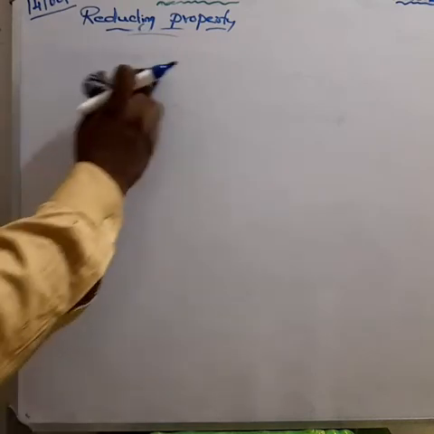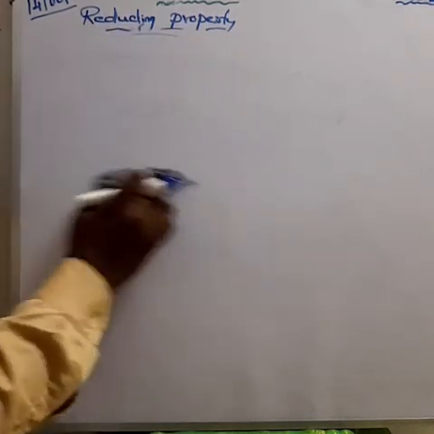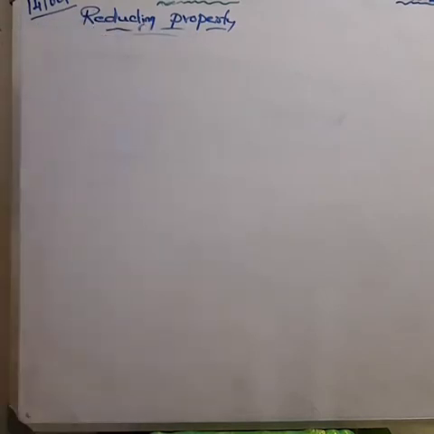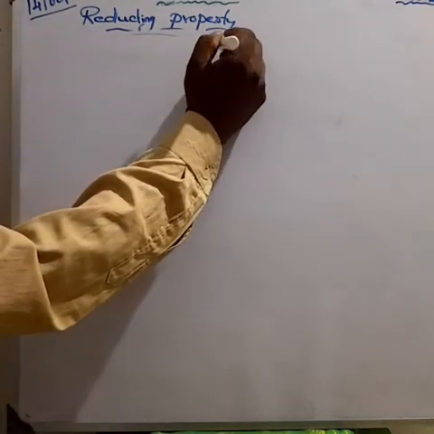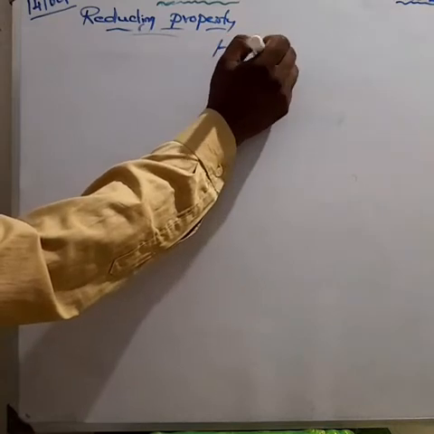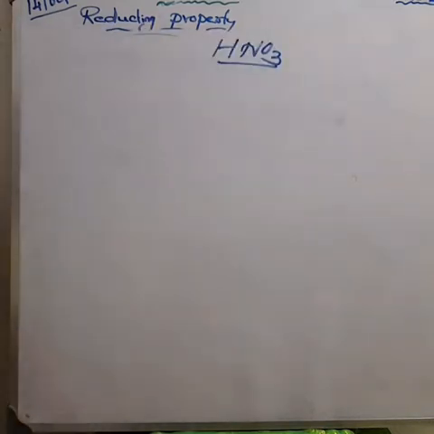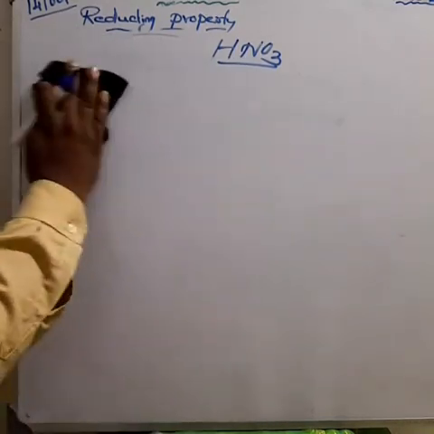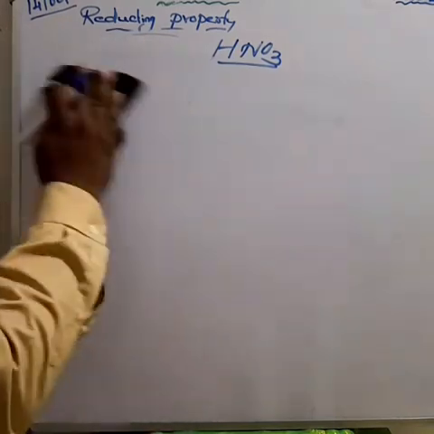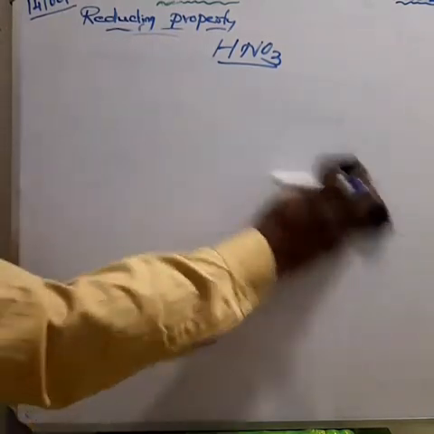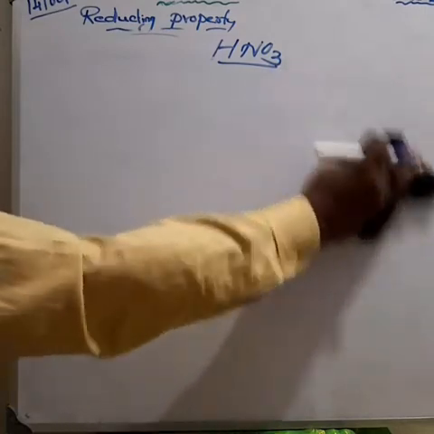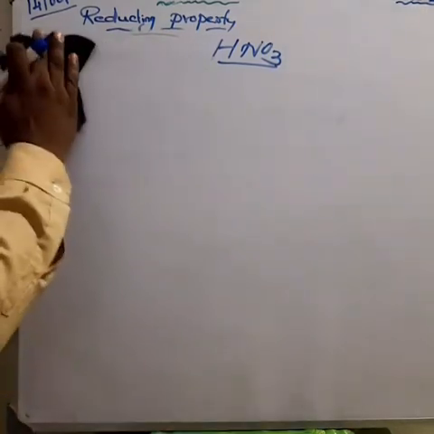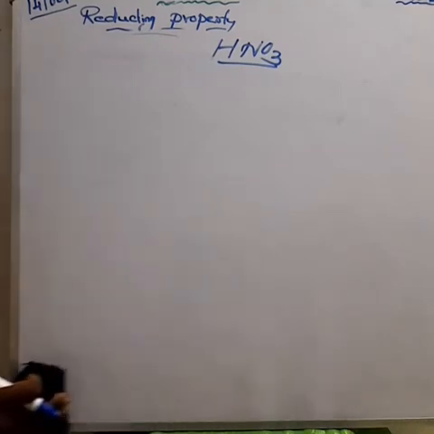Next, we can learn about nitric acid. We know the formula of nitric acid is HNO3. This is one of the strong acids, a strong oxidizing agent. It reacts with metals and non-metals, and nitric acid has some applications.